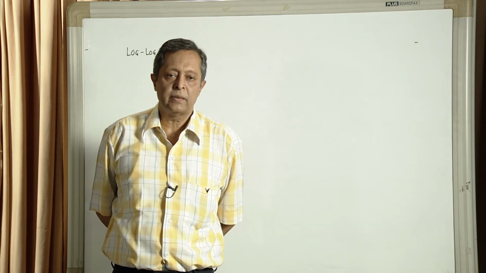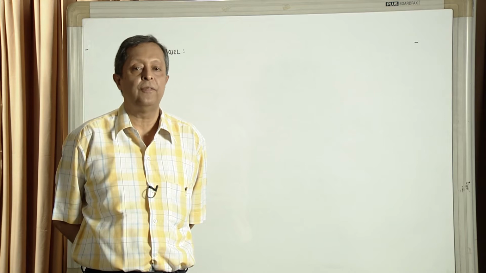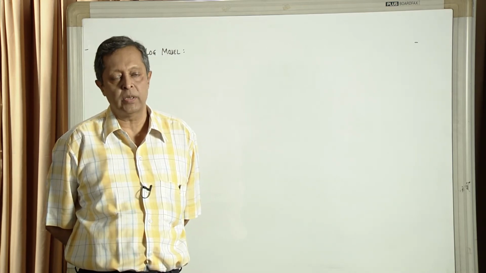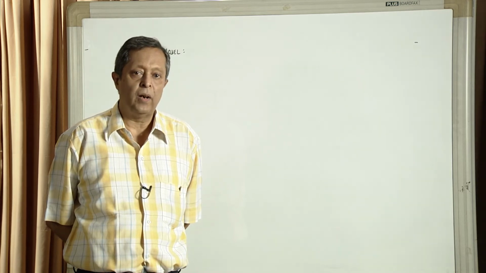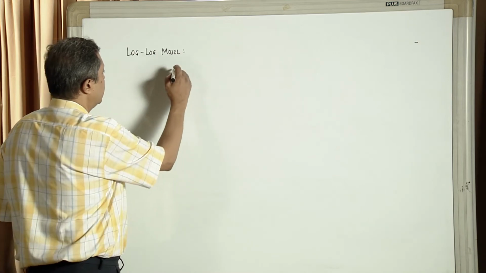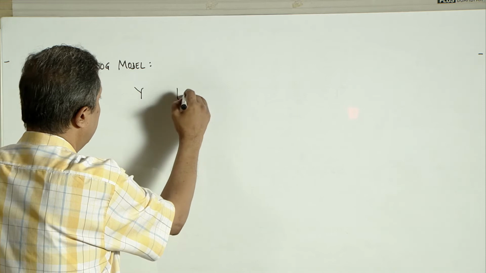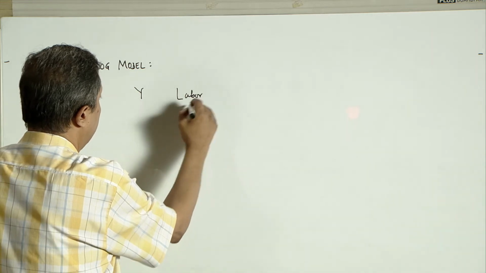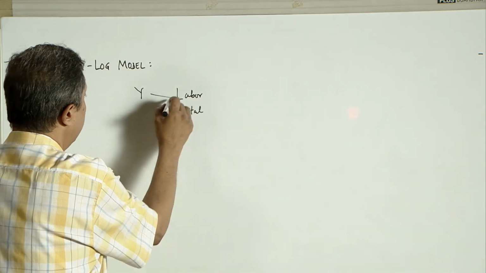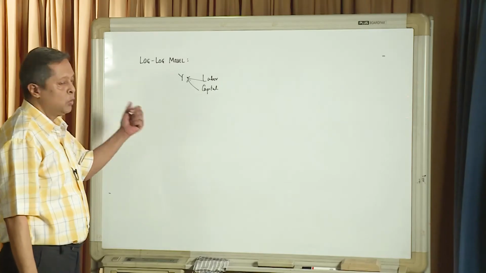In economics, we often use a concept called the production function. The production function basically shows output as a function of inputs. Let us say output is y and there are two inputs, labor and capital. So, y is produced with the help of labor and capital. How do we write this?